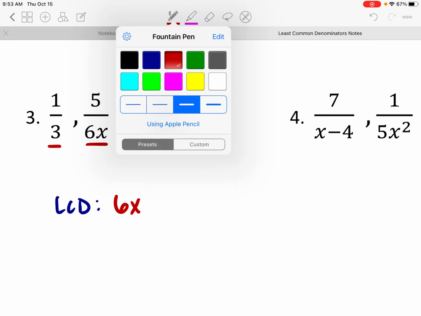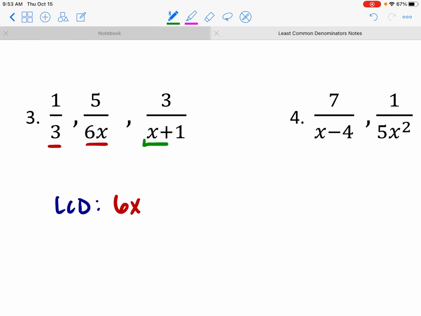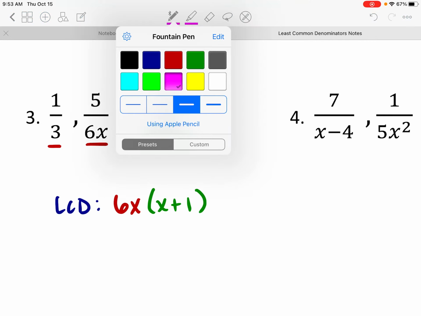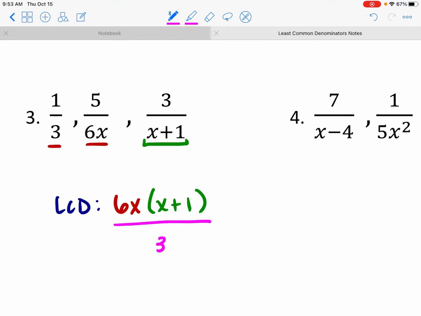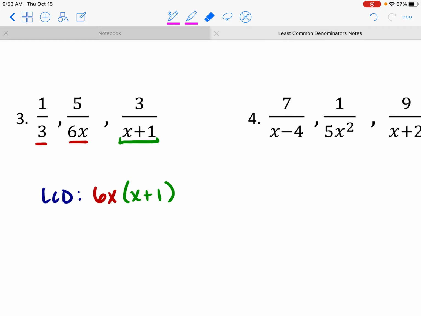And then as far as the binomials go, we just need to include one of each. So if there's an x plus 1 there, there's going to have to be an x plus 1 in the common denominator. And again, we need to make sure that all of our denominators divide in. If I divide by 3, 3 goes in. If I try to divide by 6x, it's going to divide in there. If I try to divide by the last one, which is x plus 1, it's going to divide in there. So each of our denominators divides in, which means we have a valid common denominator, and it happens to be the least common denominator.